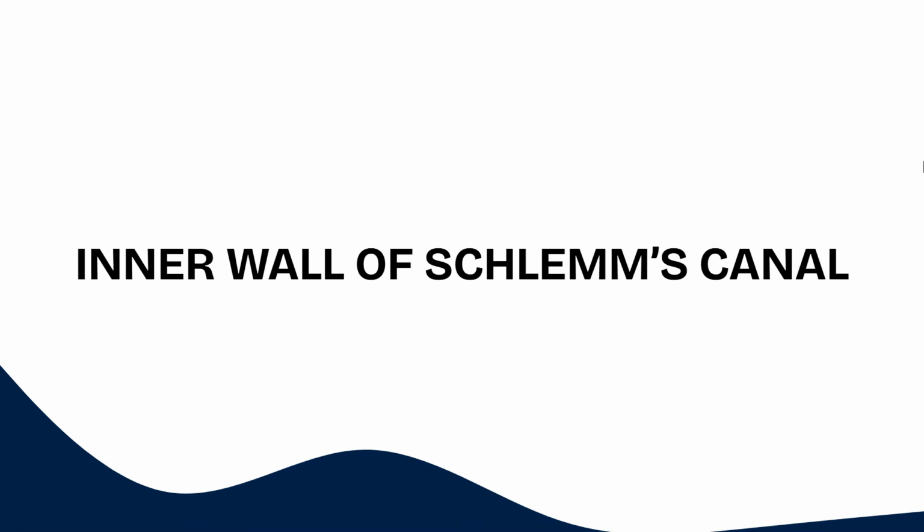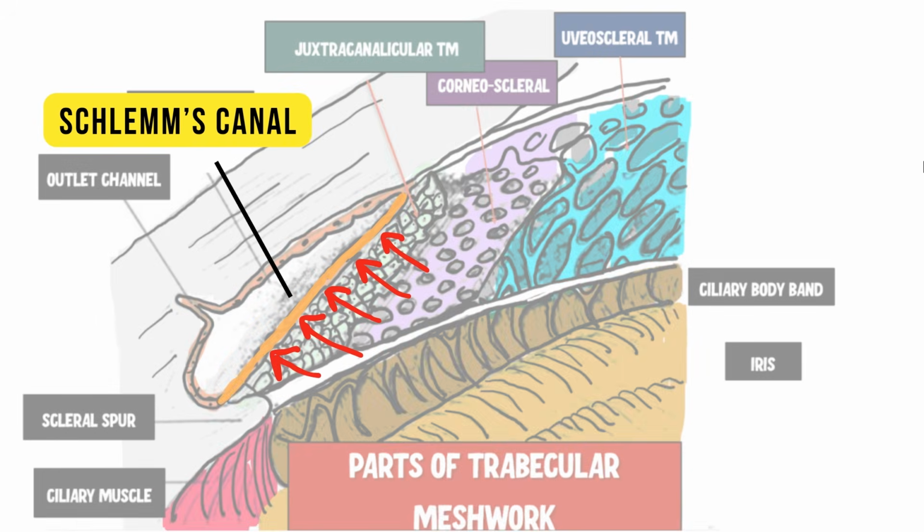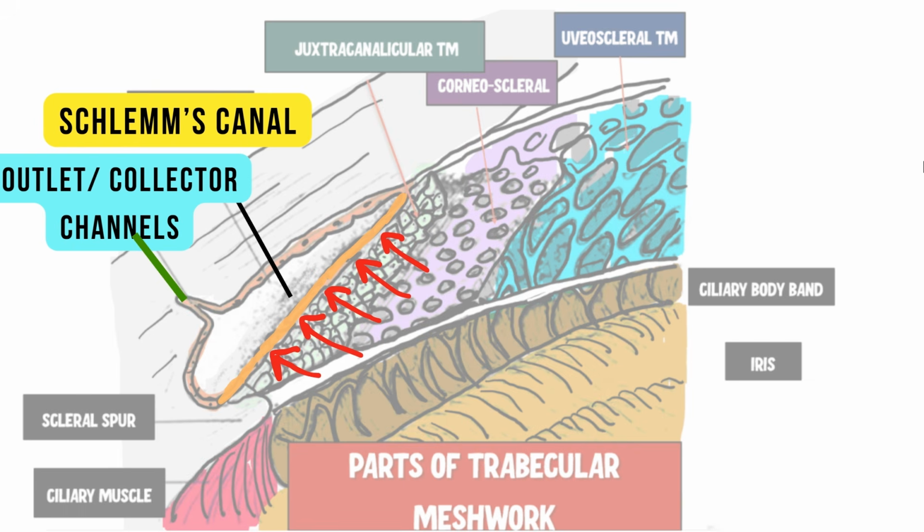Let's discuss the inner wall of the Schlemm's canal. This inner wall of Schlemm's canal is a very dynamic structure in the conventional pathway of aqueous drainage. The canal is embedded in the scleral sulcus, and it is situated just outside the juxtacanalicular trabecular meshwork. And on the outer side, you can see it is connected with the outlet channels, or the collector channels.